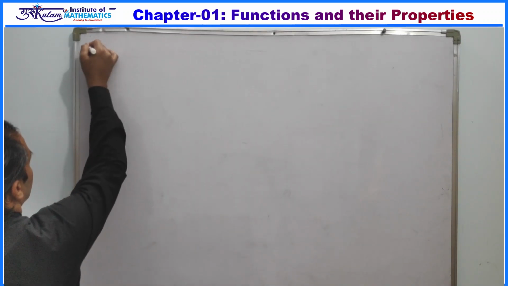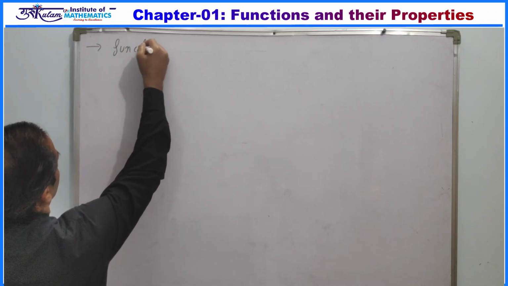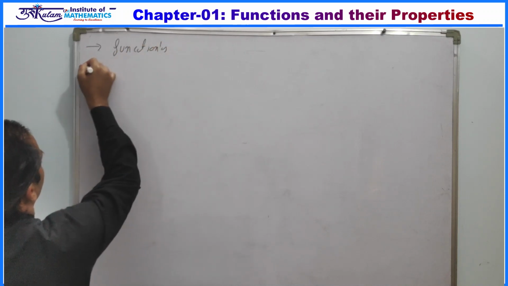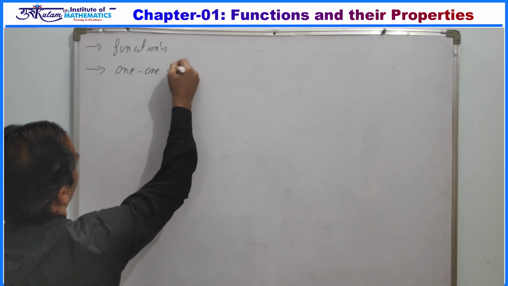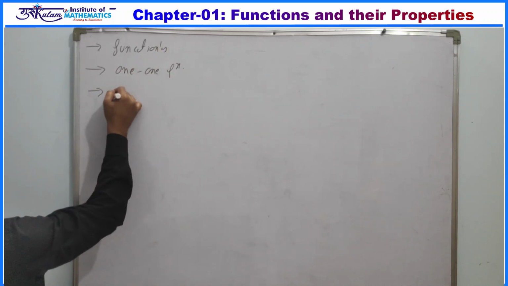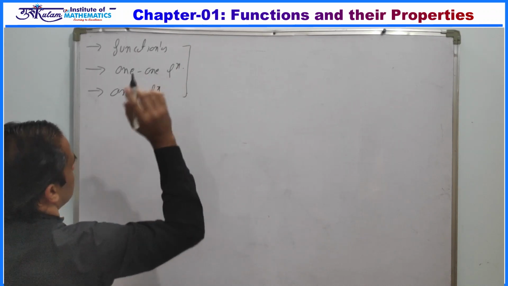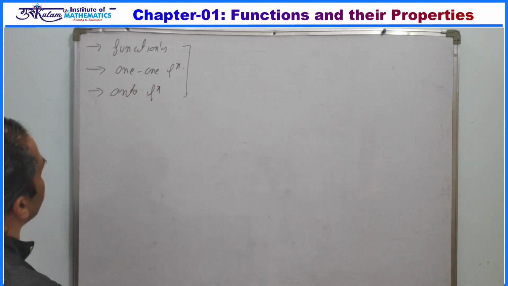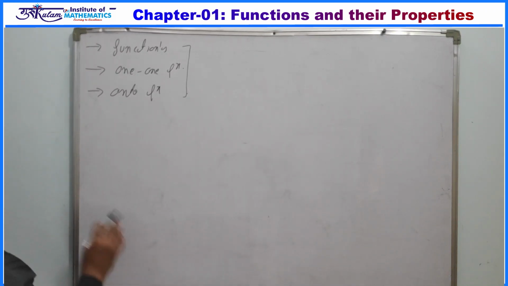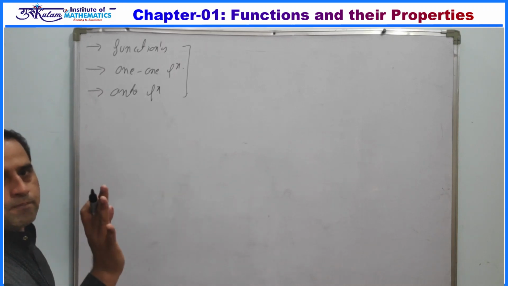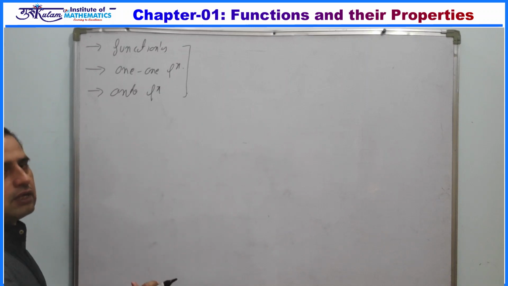First, in this chapter we have the definition of a function. Then we will discuss one-one functions, and then we will discuss onto functions. I will distribute this chapter into three segments. The first segment is functions, one-one function, onto function, and the properties of these one-one and onto functions. If there is a one-one function from A to B, then what we can conclude.